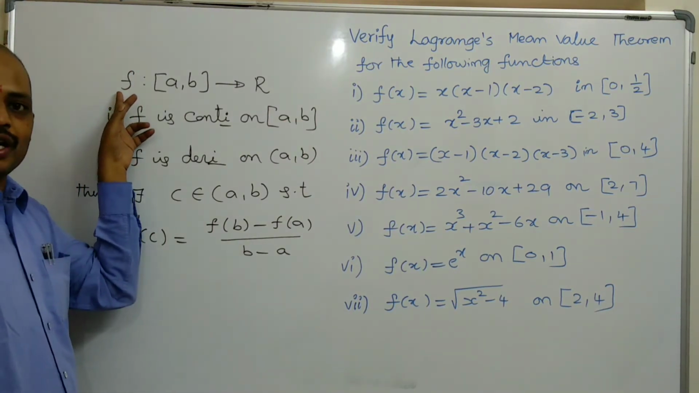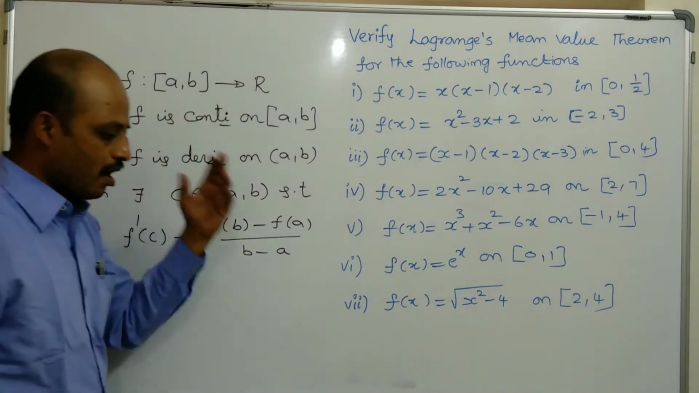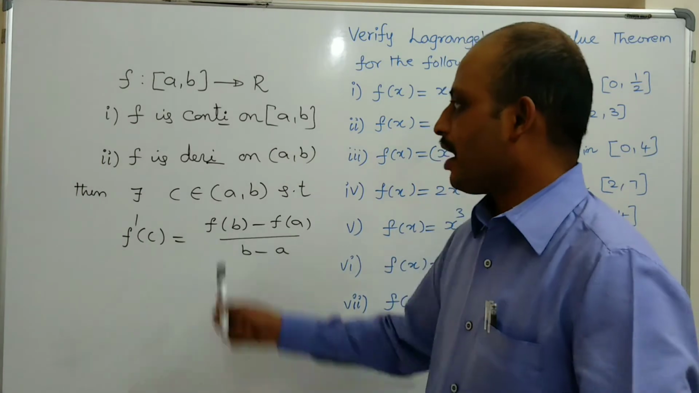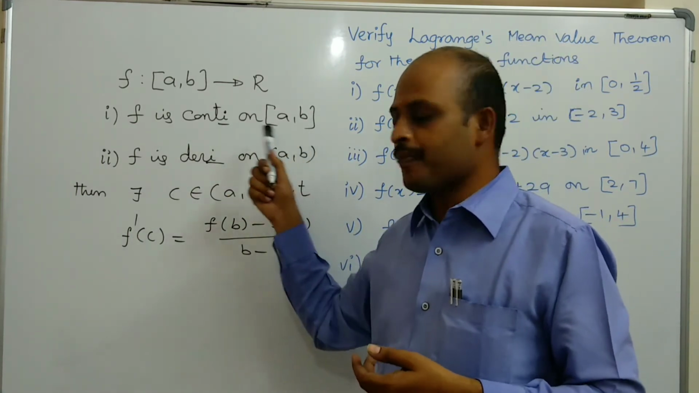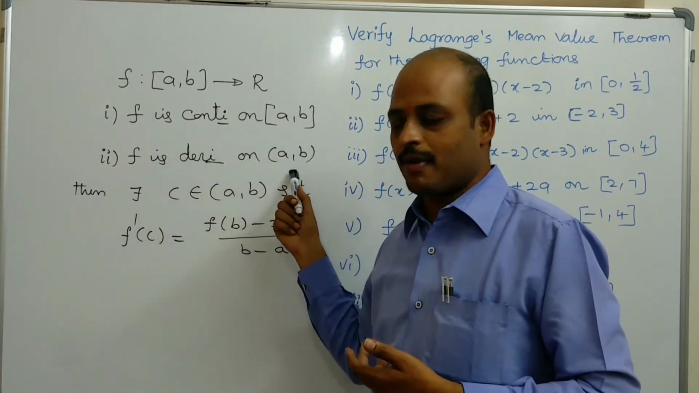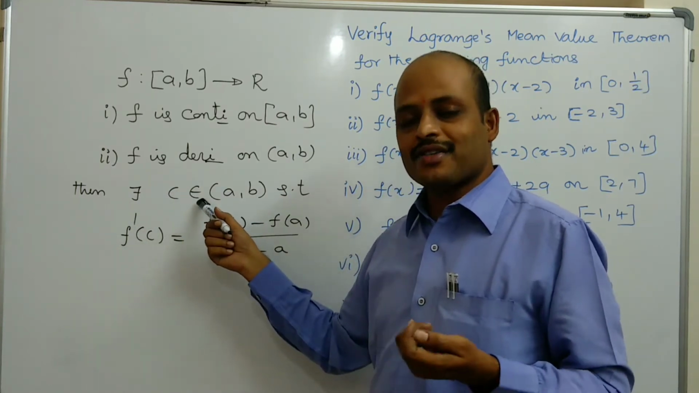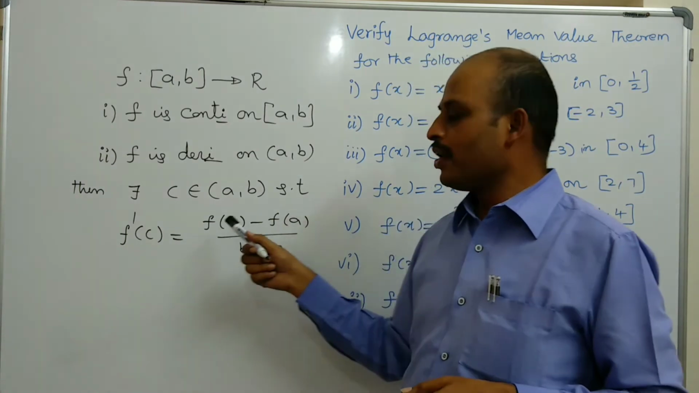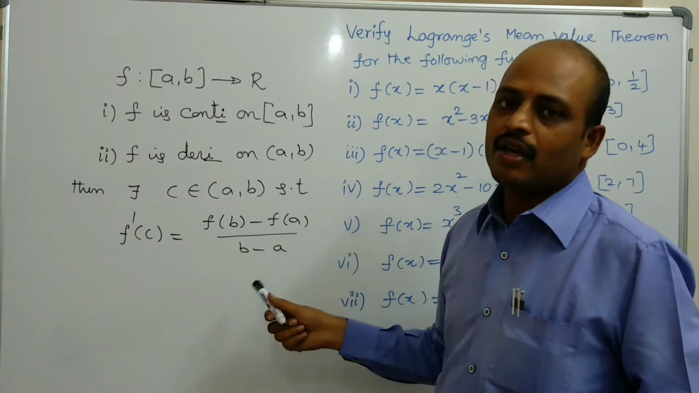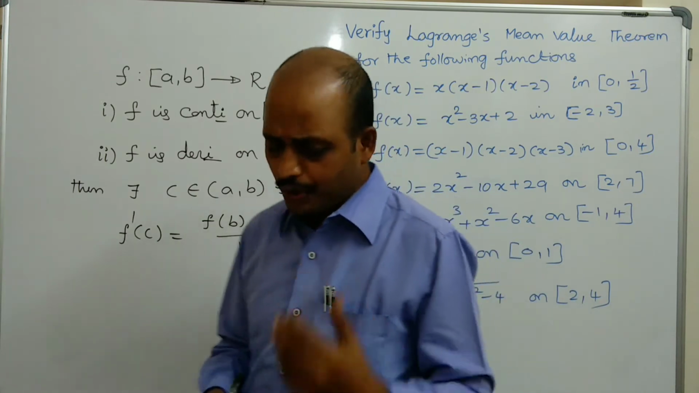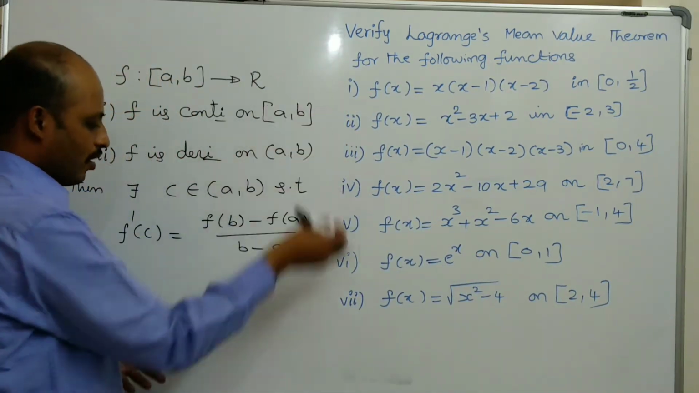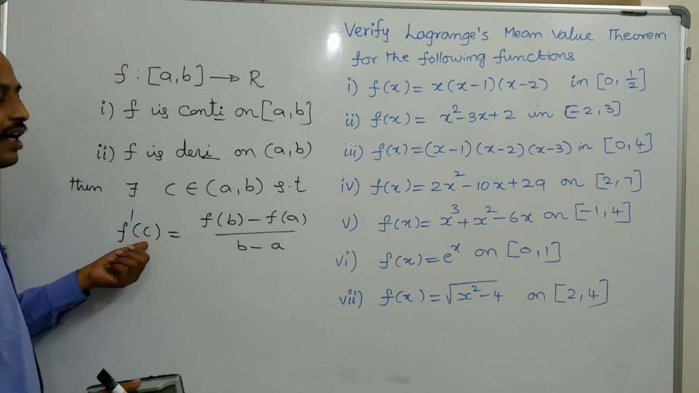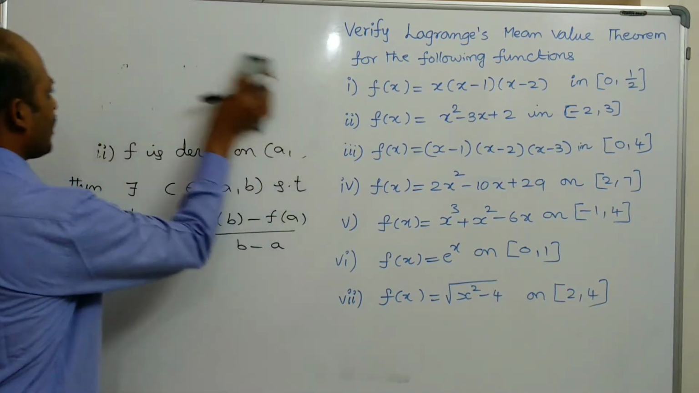If f is a function from closed interval a comma b into R, any real valued function such that it satisfies two properties: f is continuous on closed interval a comma b, f is differentiable on open interval a comma b, then there exists a constant c belongs to open interval a comma b such that f dash of c is equals to f of b minus f of a divided by b minus a. So you have to apply this theorem to the following functions. If the theorem is applicable, then we find the value of constant c also. Let us verify one by one.